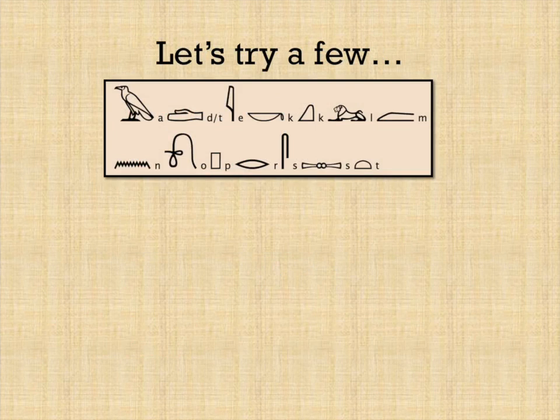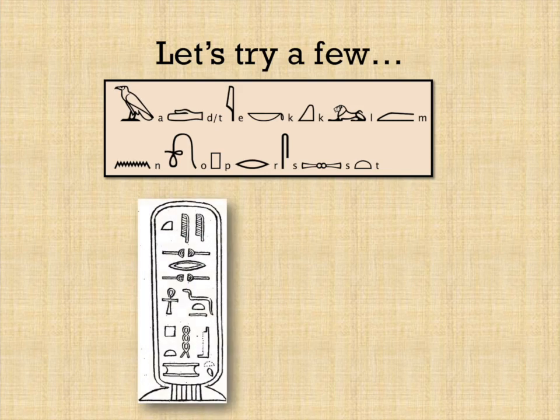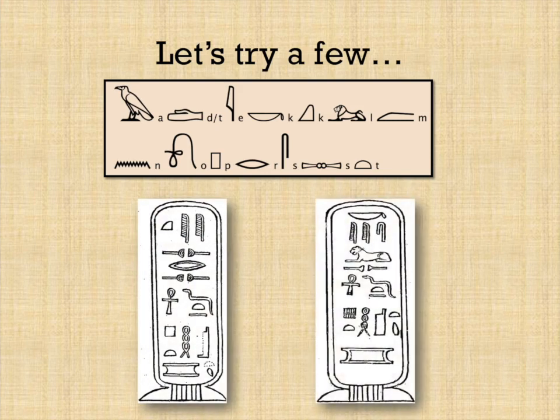Would we be able to use that to figure out the name of someone, a foreign person, written on an Egyptian artifact? Well, here's one, and here's another one. Now, I'll help you out a little bit. The part of this cartouche, as it's called, these circular things around names, they're called cartouches. These things contain the name of the foreign person.